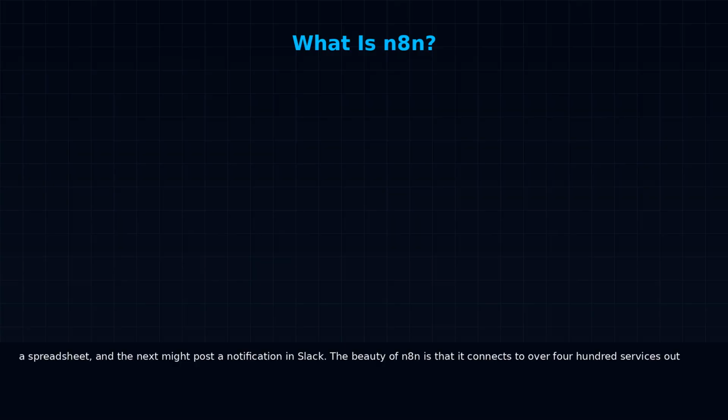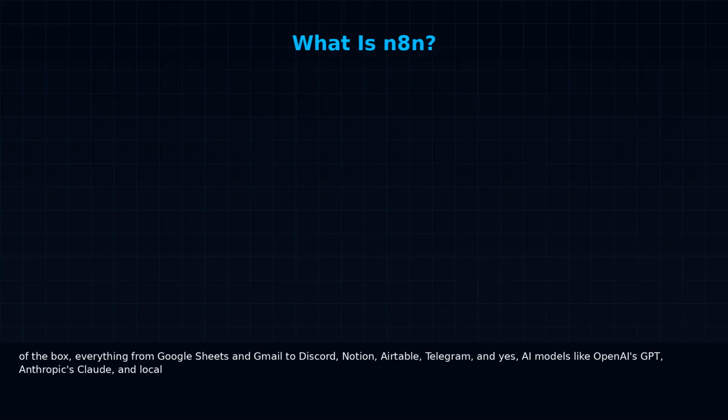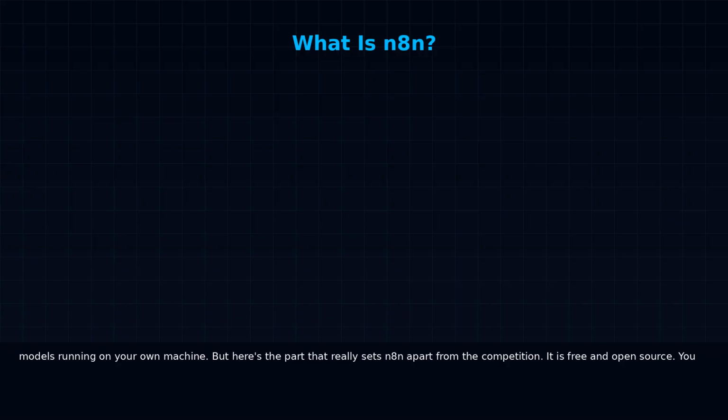The beauty of n8n is that it connects to over 400 services out of the box, everything from Google Sheets and Gmail to Discord, Notion, Airtable, Telegram, and yes, AI models like OpenAI's GPT, Anthropic's Claude, and local models running on your own machine.